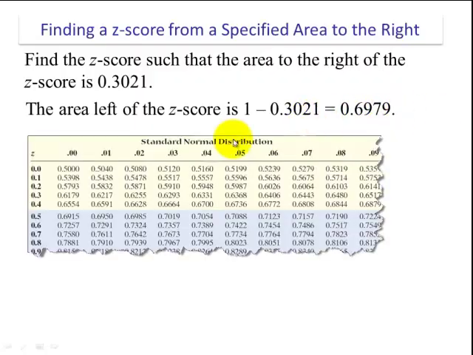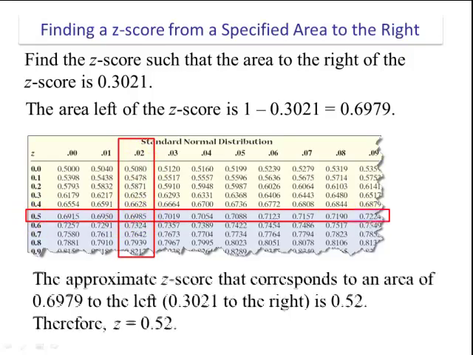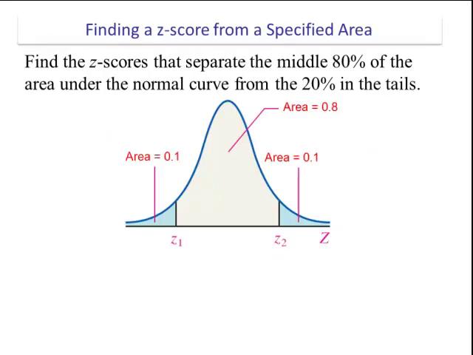Going to table 5, again we're going to look in the body of the table and find the closest thing to 0.6979. Now looking carefully, we see 0.6979 is in between these two values, and we're going to use 0.6985 because it's closer. So this has a z-score of 0.52. So the approximate z-score that corresponds to an area of 0.6979 to the left or 0.3021 to the right is 0.52. Let's look at another example.